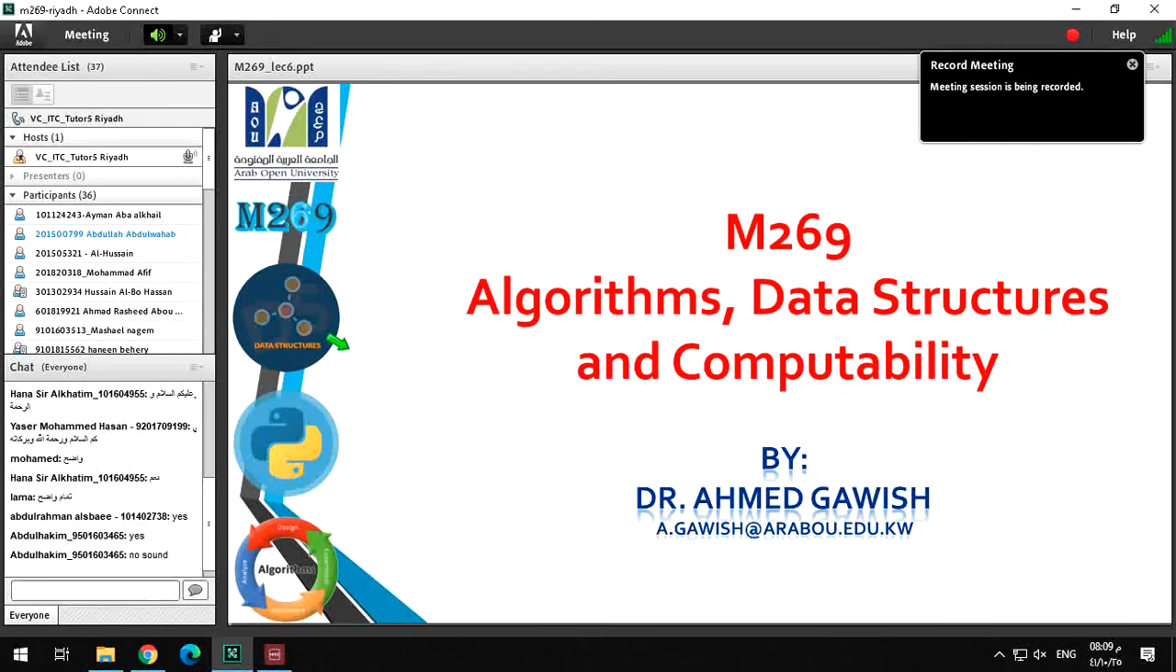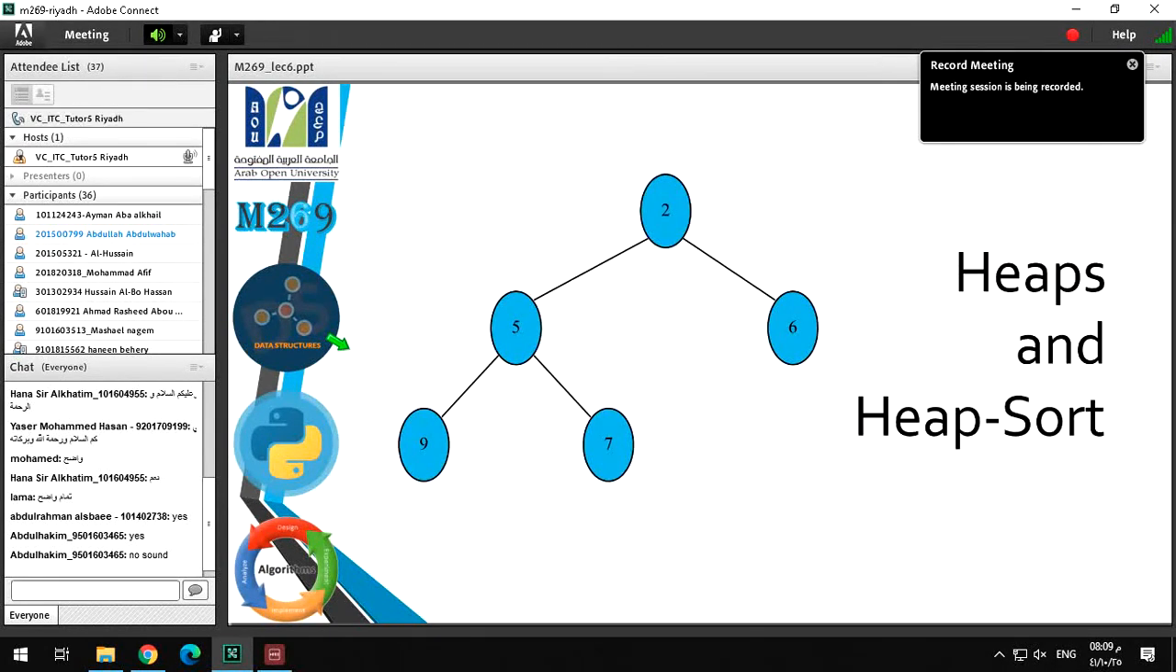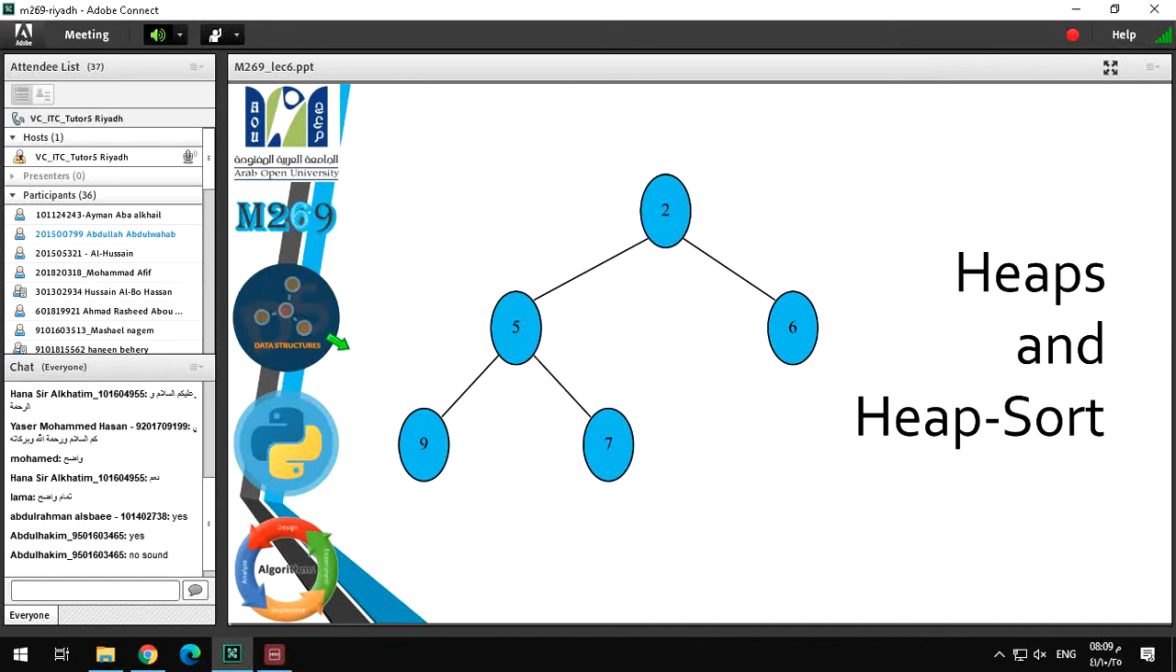Okay, so we're going to start with the sixth lecture in M269, and today our topic will be mainly on the heap, and then we talk about the heap sort. As you remember in our last meeting, we talked about multiple algorithms that are well known in the field of sorting. And the last one was the heap, and we said at that time that we're going to cover it in our next meeting.